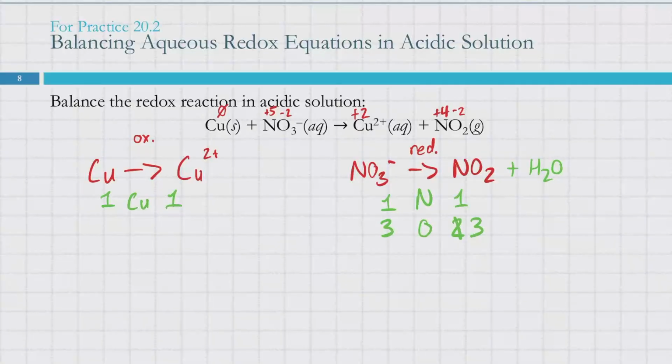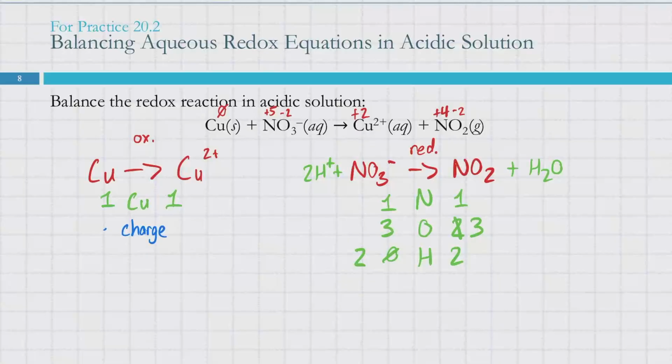So now we've got our 3 oxygens, but now we also have hydrogens. To balance out our 2 hydrogens, we can add in 2H+. So now we've got hydrogens that are 2 on the left, 2 on the right. So we're balanced with respect to mass. What else do we have to balance for? Yeah, we have to balance for charge.